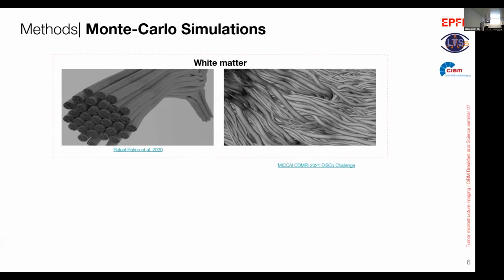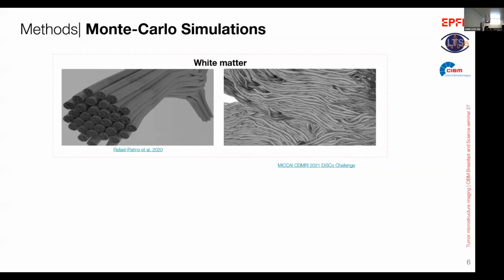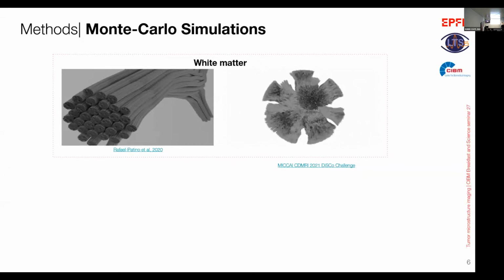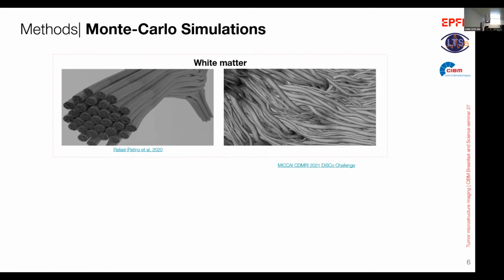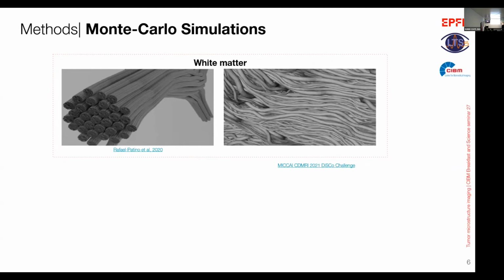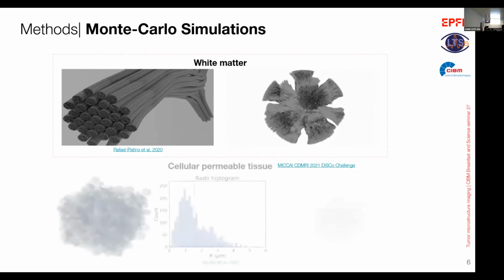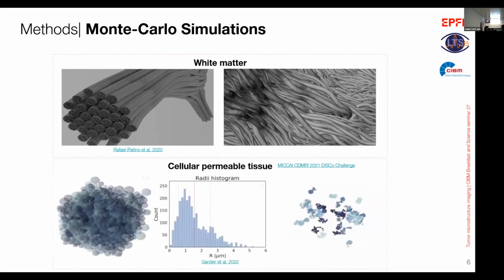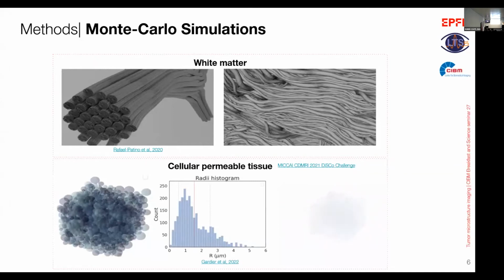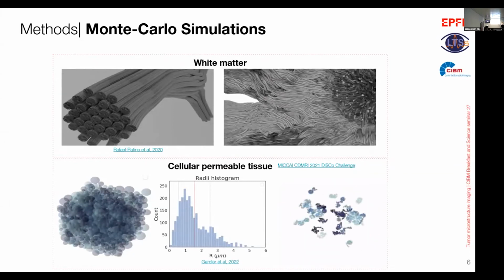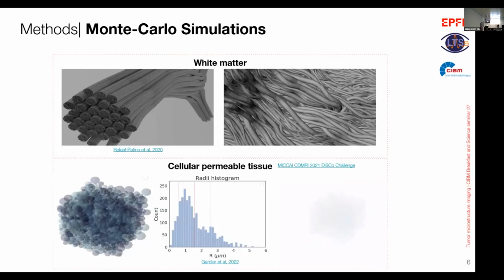On the left, you have an example of axons. And on the right, you also have examples of axons, but one year later. You can see that this sample is much more complicated, much more realistic than the previous one. You have crossing, you have bending. It keeps improving from the previous version. But in our case, we are not interested in white matter, but in cellular permeable tissues. And so this is why at the beginning of my PhD, I implemented the same thing for cells. These are the kind of substrates that I'm using at the moment. You have an example on the left with a packing of spheres, basically, and the distribution of radii.